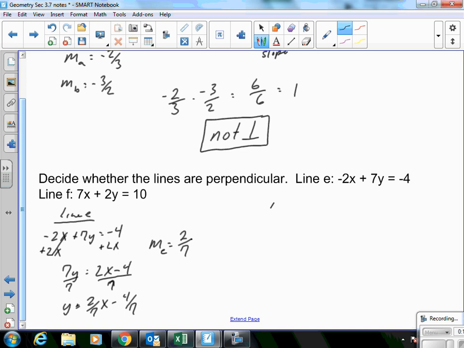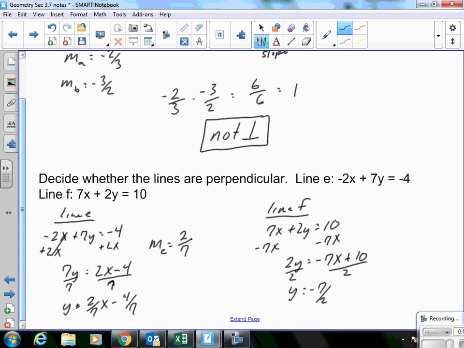And we do the same thing for line F. So 7x plus 2y equals 10. So subtract the 7x. 2y equals negative 7x plus 10. Divided by 2. That's going to give us y equals negative 7/2 x plus 5. So the slope of F is negative 7/2.